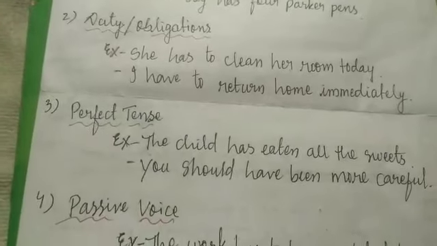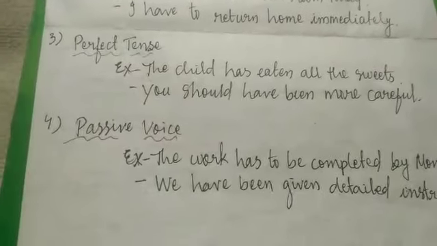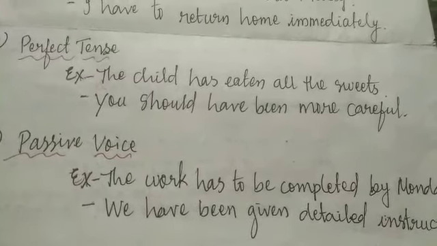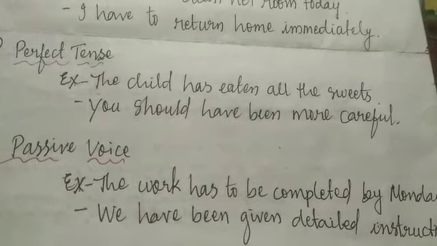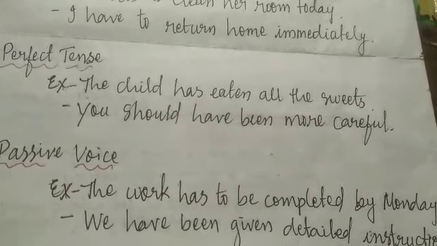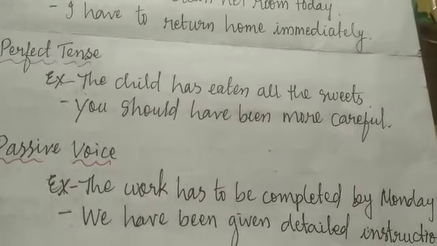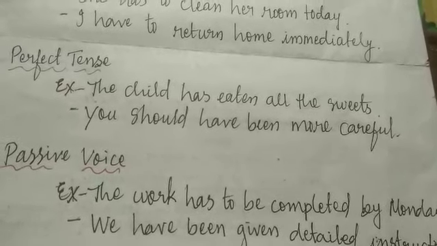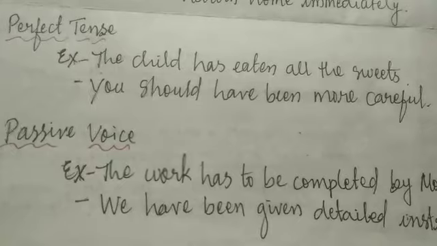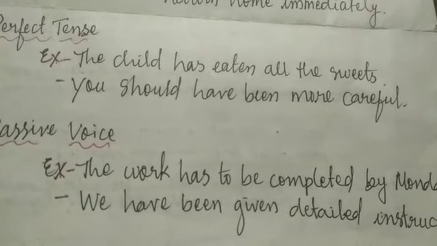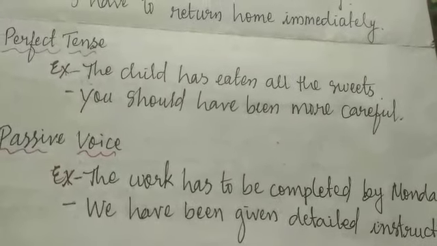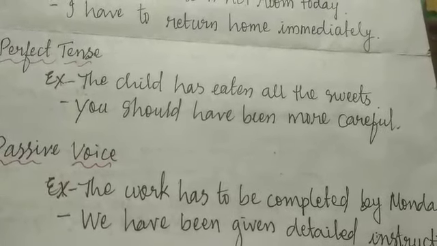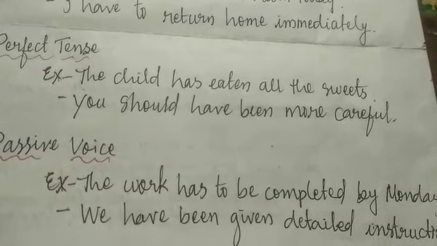Now look at the last function, that is, have form is used in the passive voice. Example: the work has to be completed by Monday, or we have been given detailed instructions. You see, the work has to be completed. After has, we have the passive voice. Or look at the second example, we have been given detailed instructions. So after have, it's been plus V3. Therefore, it is in passive voice.